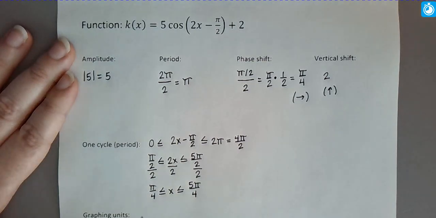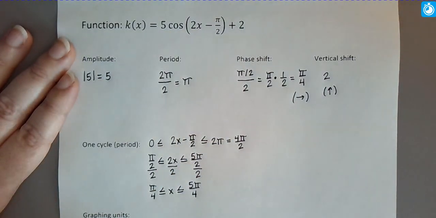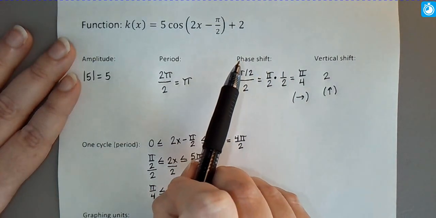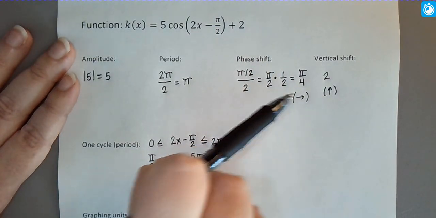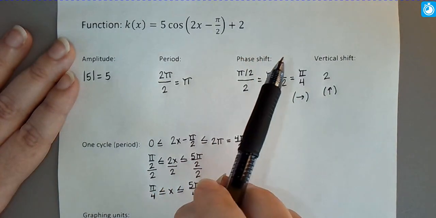Okay, so these will be the new starting and ending values for the single period we graph for our cosine function. A couple things to notice about these values. Number one, notice where we're starting. We're starting at pi over 4. Well, we determined that the phase shift was pi over 4 units to the right, so it makes sense that we're now starting, rather than at 0, at pi over 4. That's because of that phase shift.